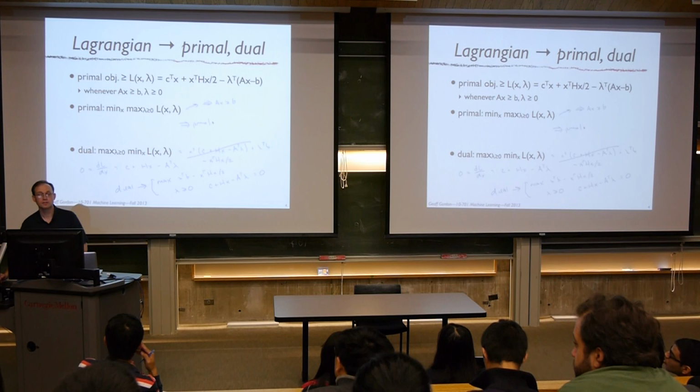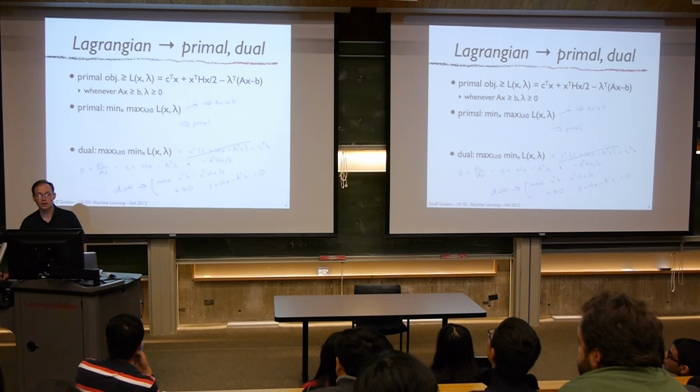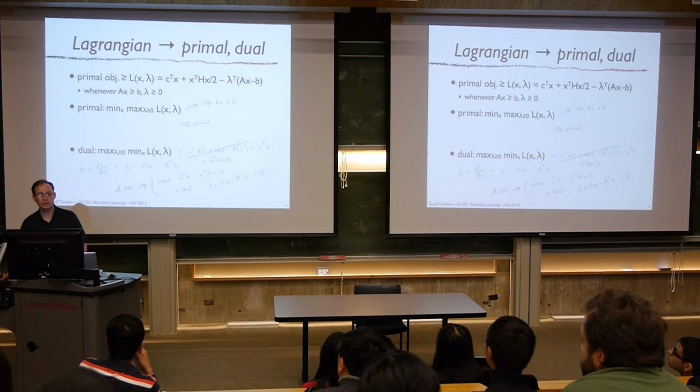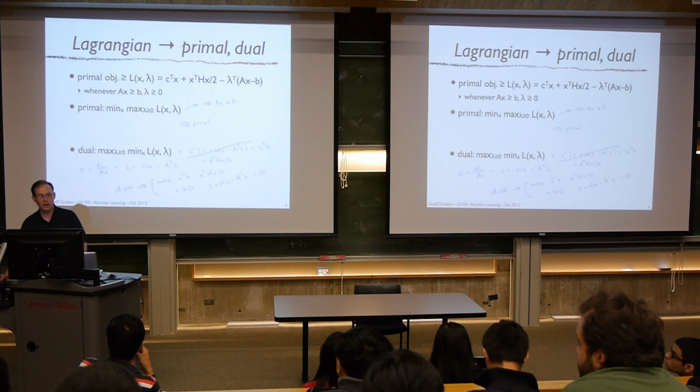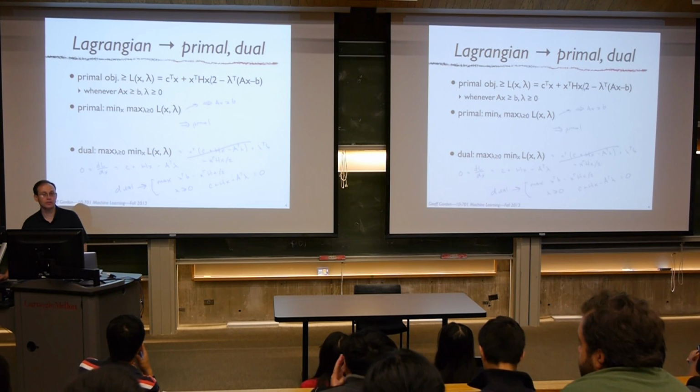Why is C transpose X equal to X transpose C? On top you have C transpose X, and X transpose C, those are both scalars. They're numbers, and the transpose of a number is equal to itself. That's a good question. All of these terms are single real numbers, so transposing them does nothing.